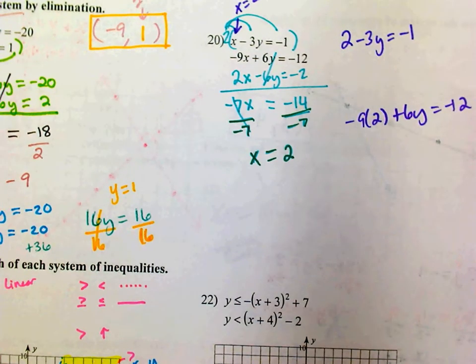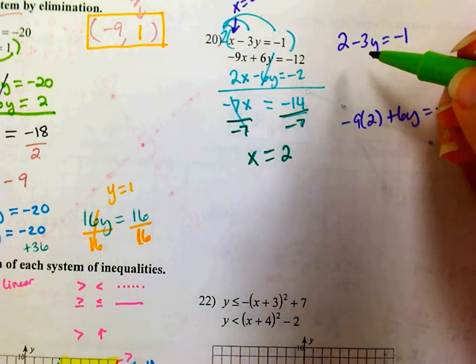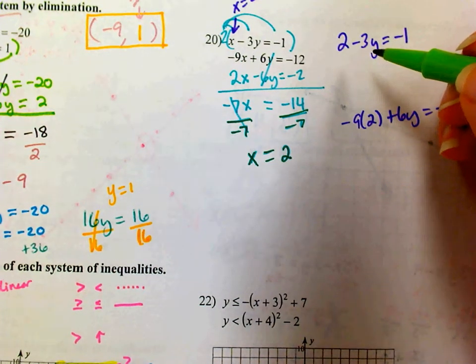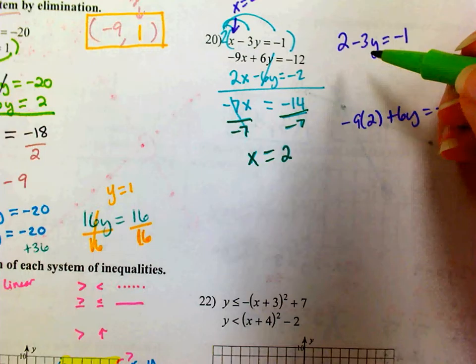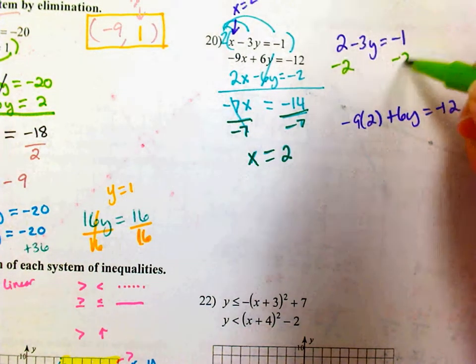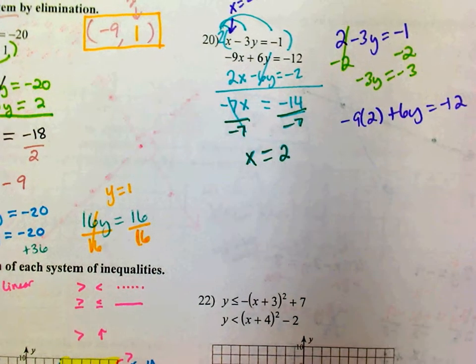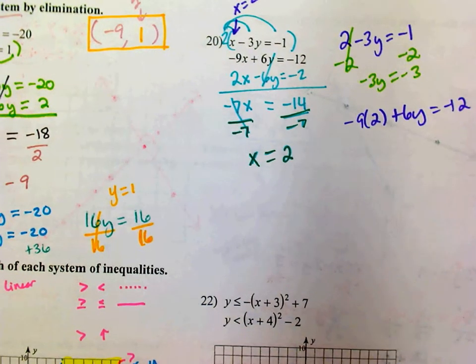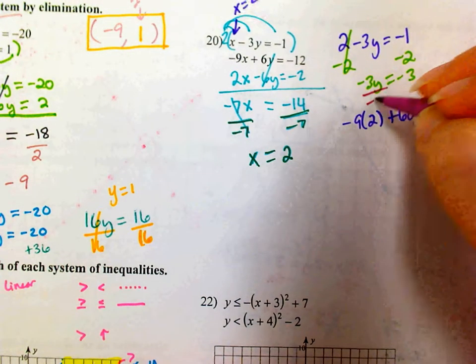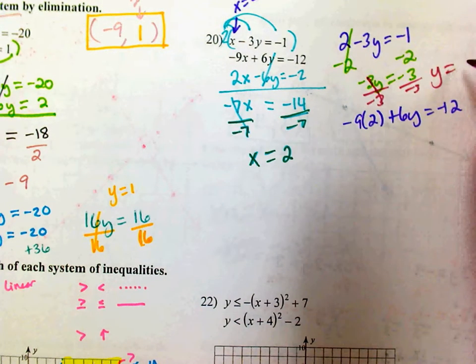So for the first one, how do I solve for y? What's the first thing? Someone other than Mim's answer. What do I do? Subtract 2. So I've got a negative 3y equals a negative 3. Alright, someone different answer. What do I do now? Divide by negative 3. So y equals 1. I could go ahead and say my answer is 2, 1.